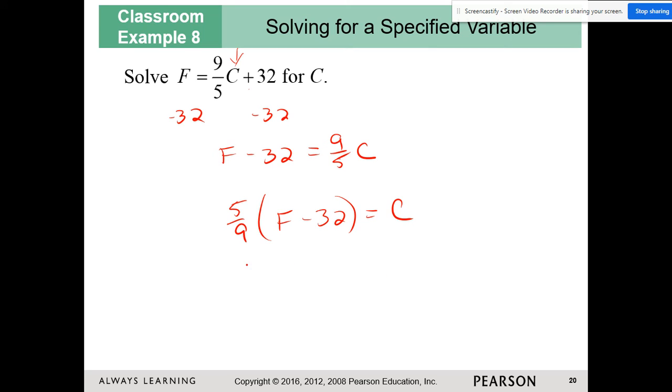And typically, this is how we leave it. You wouldn't necessarily know that unless you happen to know the formula for C, but yeah, we usually leave it like this. If you really wanted to simplify it further, you could distribute the 5/9.